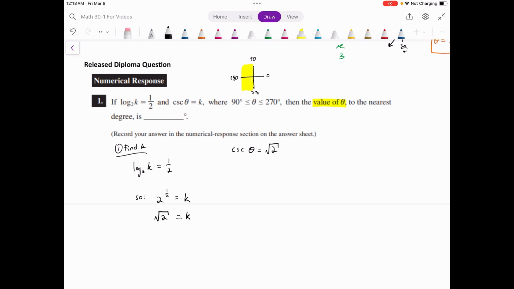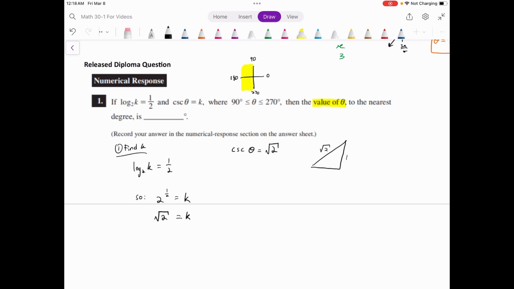Now root 2, that shows up in some of our special triangles, right? A lot of our special angles. So we could work with cosecant. It's the reciprocal of sine, so it's hypotenuse over opposite. Totally possible to think about, okay, what triangle has a hypotenuse of root 2 and an opposite of 1?